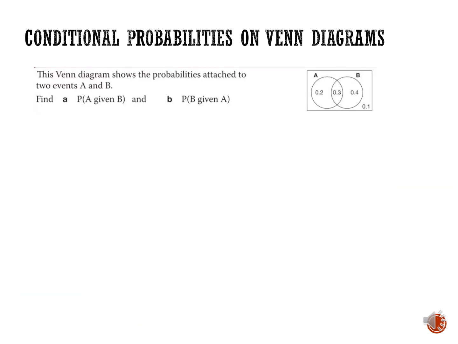Look now at conditional probability on Venn diagrams. Okay, so pause the video, copy that Venn diagram down for me.